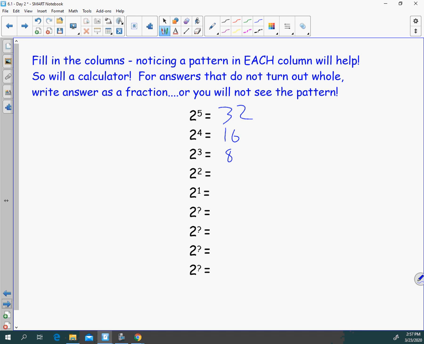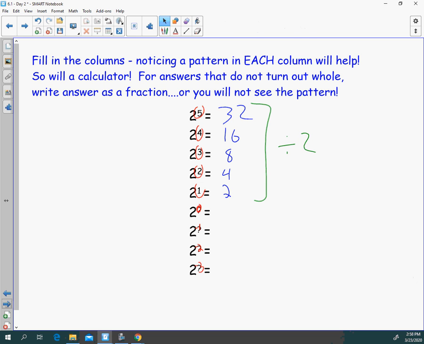Everybody know what 2 squared is? 4. Everybody know what 2 to the first is? It's 2, right? What pattern do you see here? Dividing by 2 each time. So when we get down to these numbers, the pattern should still continue because it's still numbers. We got 5, 4, 3, 2, 1, so this would be 2 to the 0, 2 to the negative 1, 2 to the negative 2, 2 to the negative 3.